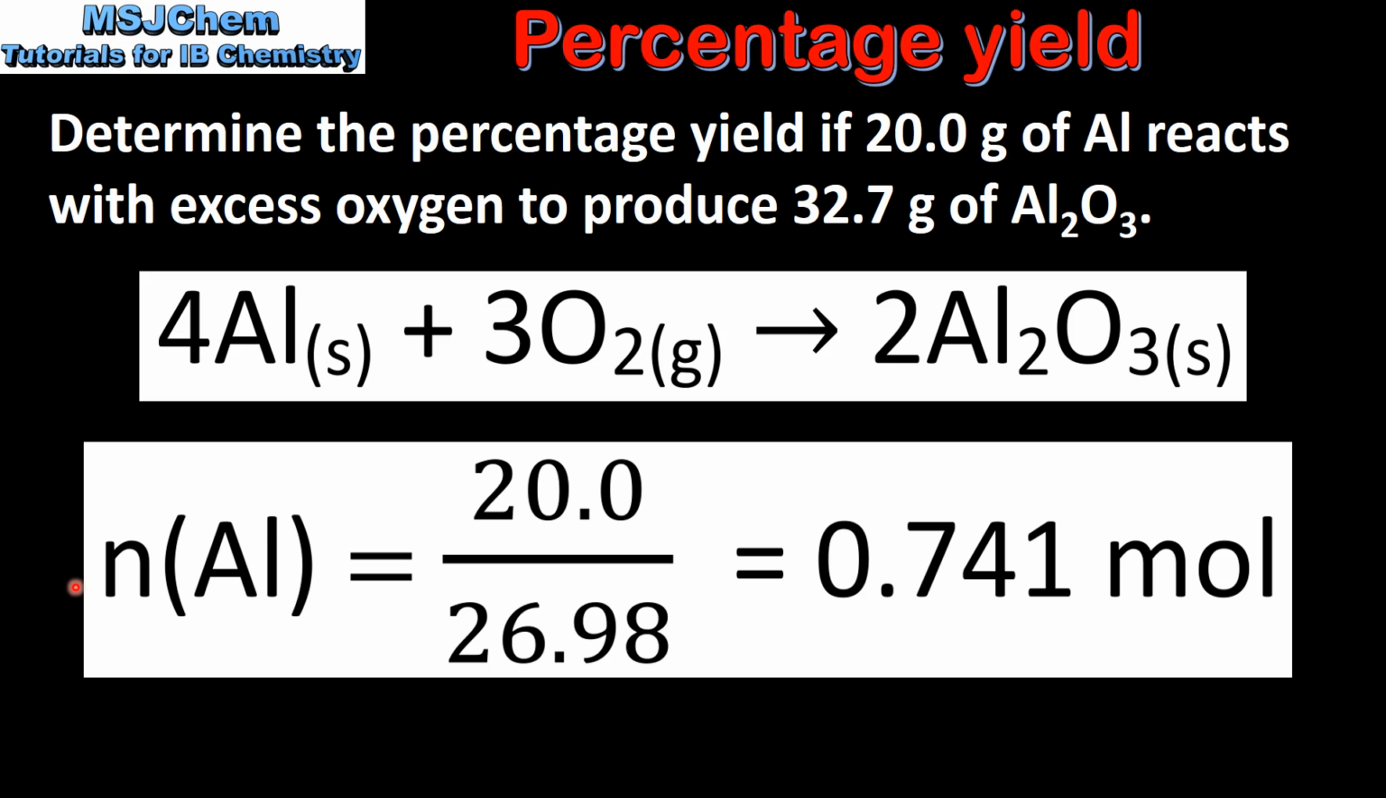So next, we'll calculate the amount in moles of the limiting reactant, which is aluminium. So we use the equation amount in moles equals mass divided by the molar mass. The mass is 20 grams and the molar mass of aluminium is 26.98 grams per mole. And this gives us 0.741 moles of aluminium.